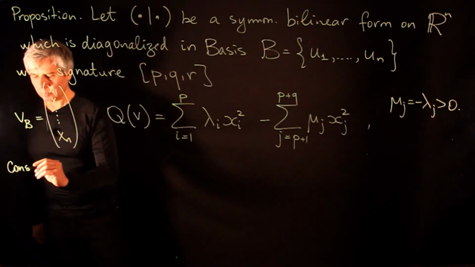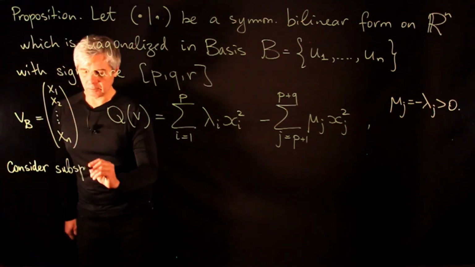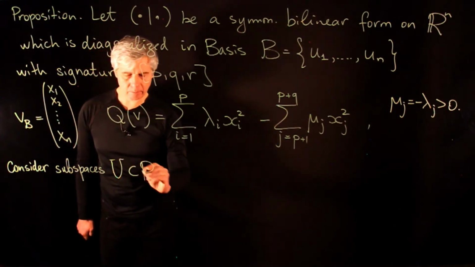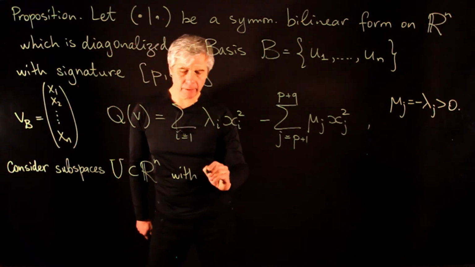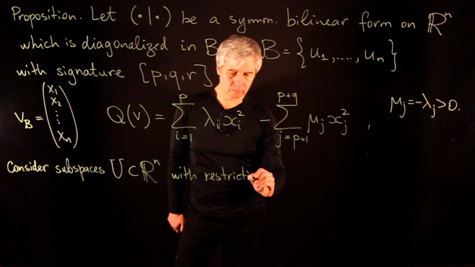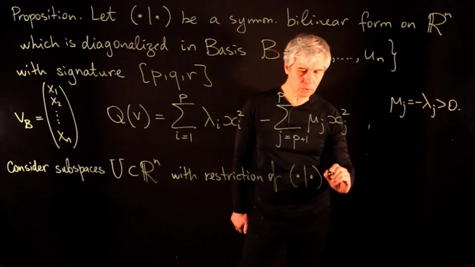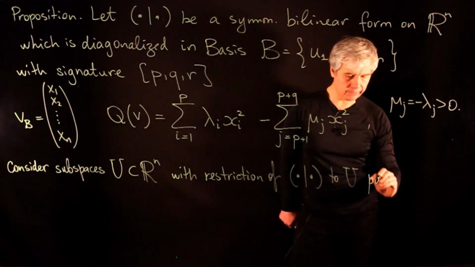Consider subspaces U in Rn for which the restriction of the given bilinear form to U is positive definite.